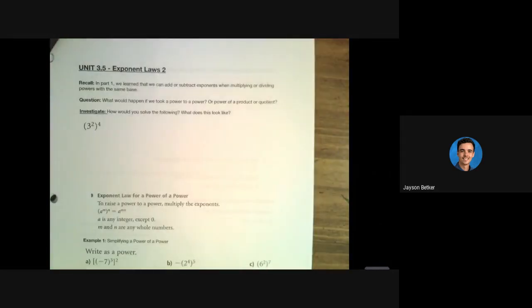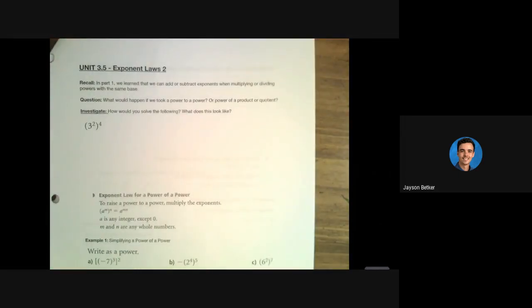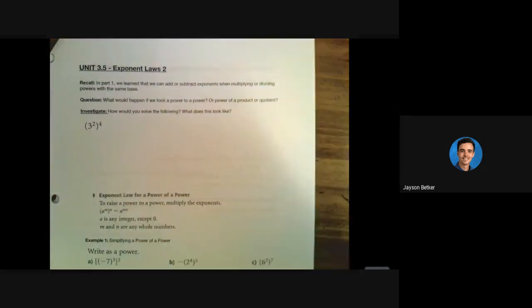We're now going to be discussing what would happen if we took a power to another power. Whereas in the last one, we talked about what would happen if you take a product or a quotient to a power, now we're discussing what happens if you take a power to another power. Let's use some fun colors because they tend to show up a little bit better on here than they would in class.